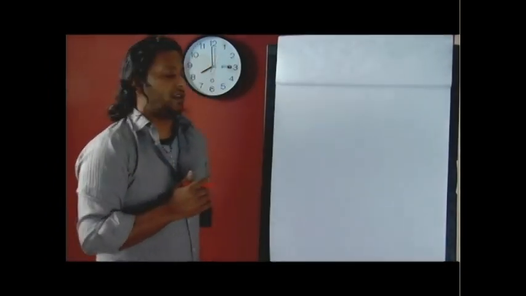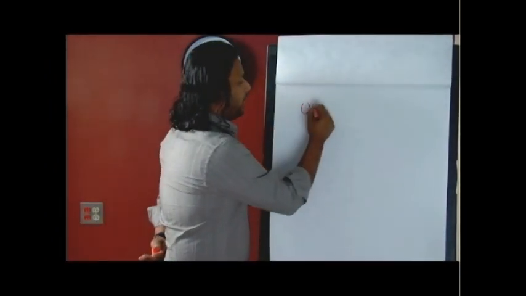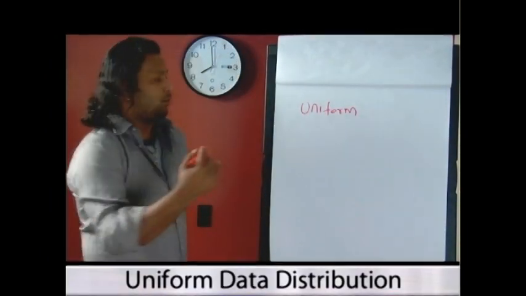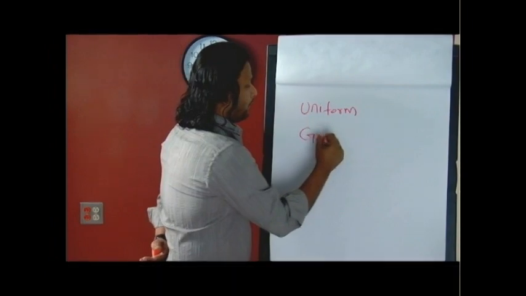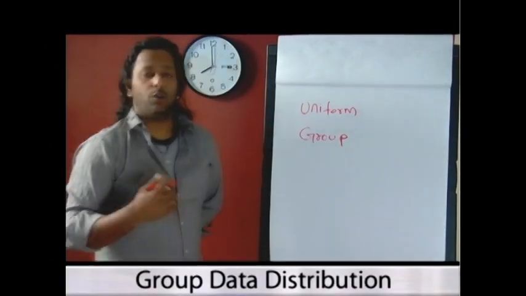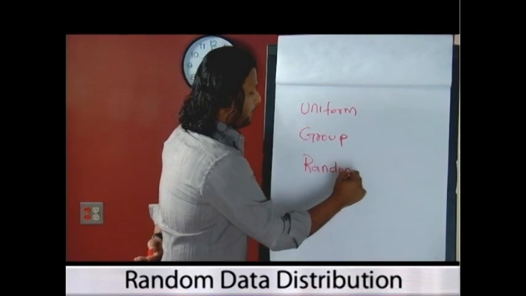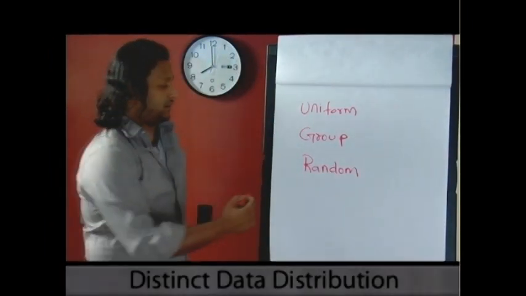In general, most of the time, you have uniform data, then you have group, and then you have randomness, and then you have distinct data set.